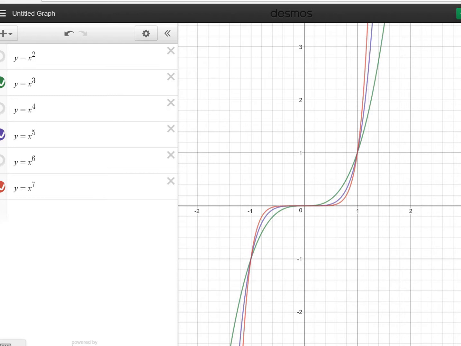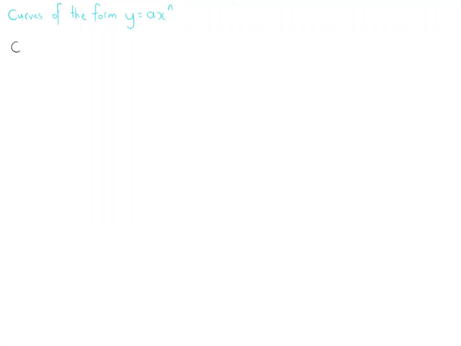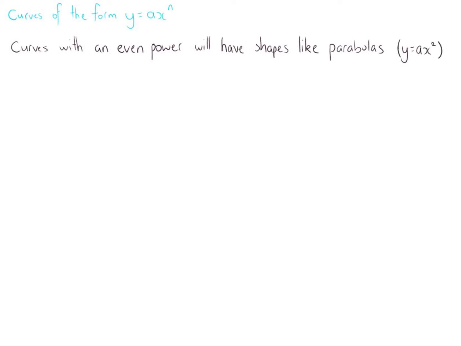Alright, let's take this information that we've looked at here and write a few notes. Curves that have an even power, like 2, 4, 6, and so on, all have a shape like a parabola. So curves with an even power will have shapes like parabolas. Now remember, our standard parabola is y equals ax squared. So that's for even powers.